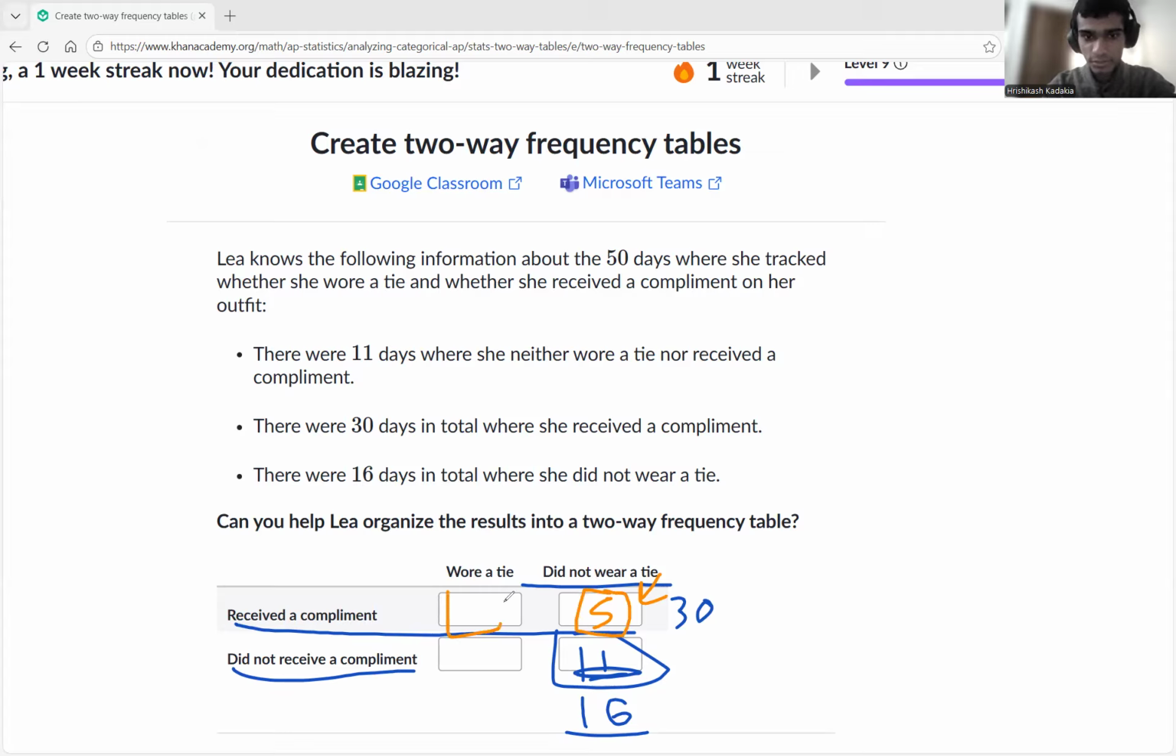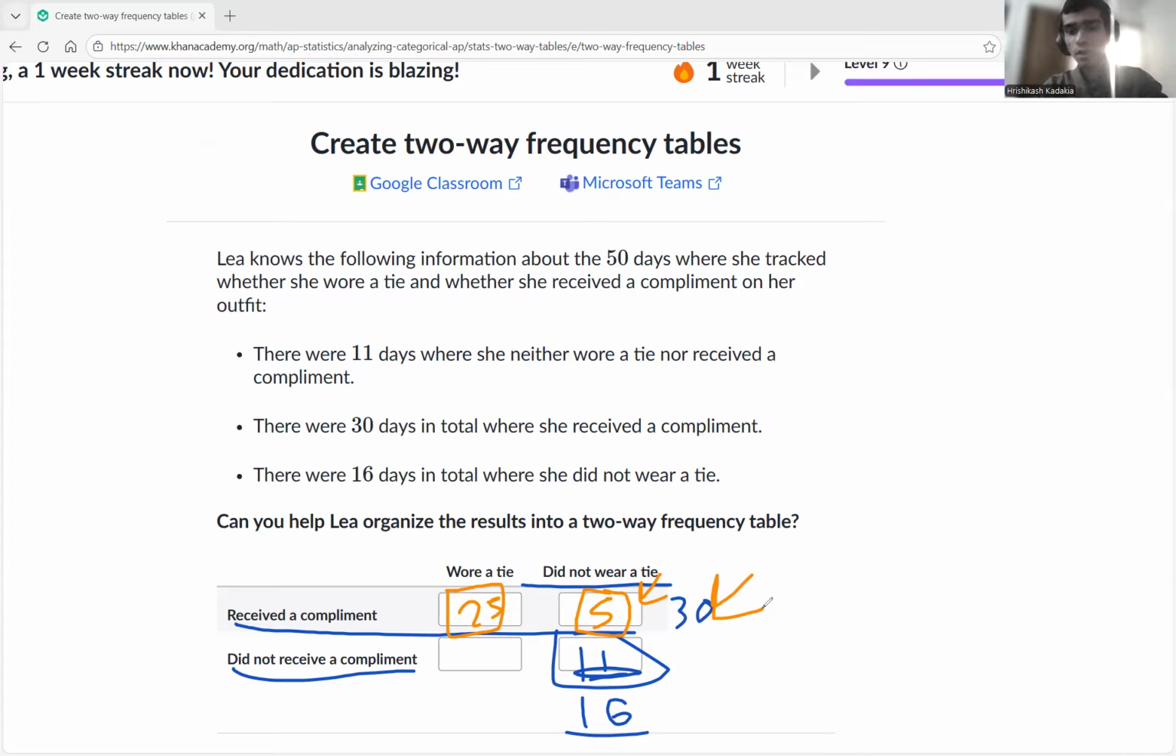Now if we know this part is 5, we can figure this out, because we know in total she received compliments on 30 days, regardless of whether she wore a tie or not. 5 times she did not wear a tie and she received a compliment. That's how we figured out the upper value from the bottom value. Now from 5 we figure out the left value. Something and 5 together is 30. What is that something? That's going to be 25. 25 days she wore a tie.